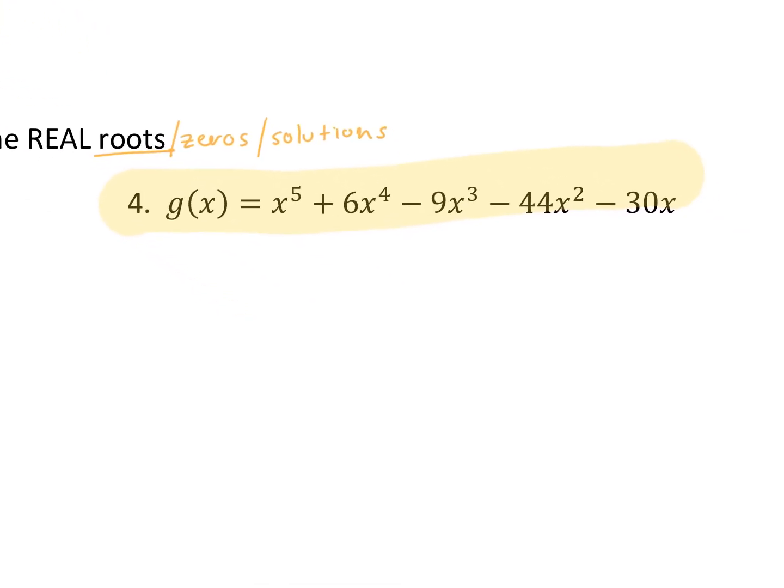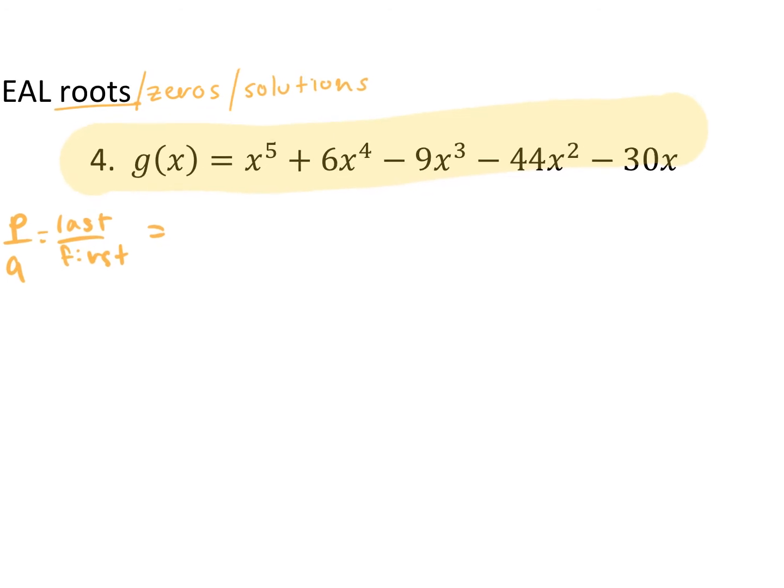So how do I find the roots? So I want to find the factors of the first over factors of the last, or factors of the last over factors of the first. So P over Q, which is last over first. Before I find last over first, I'm missing that constant term here. So what could I do to start? I can factor out an x. So I'm going to take out an x from everything.